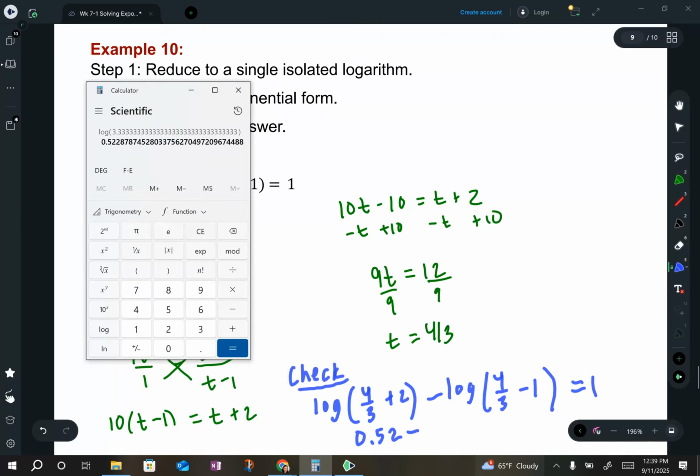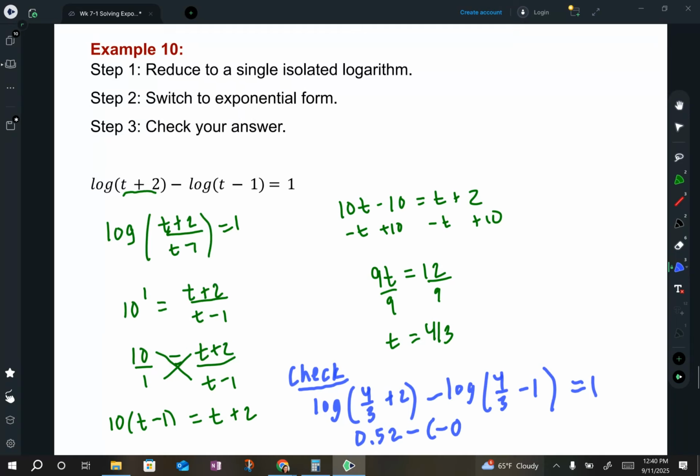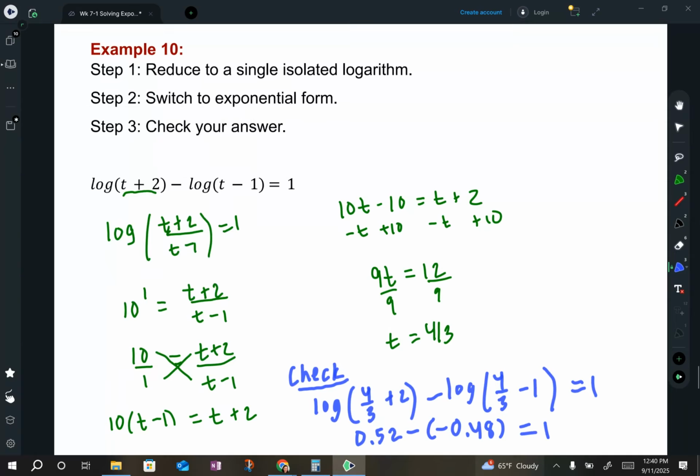And then 4/3. 4 divided by 3 minus 1. Take my log, and I get negative 0.48. Now I'm careful with my signs, and I have 0.52 minus negative 0.48. Sure enough, that is going to be 1 because those guys add together. So I feel pretty good about that.